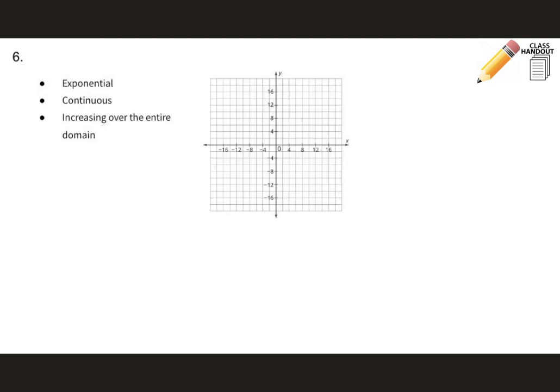All right, this last one is exponential. So exponential either looks like this or like this. It's continuous, which means we know that it is a smooth curve or smooth line, but it's going to be increasing over the entire domain. So increasing from left to right, that's going to be the one on the left. So that might look something like this.